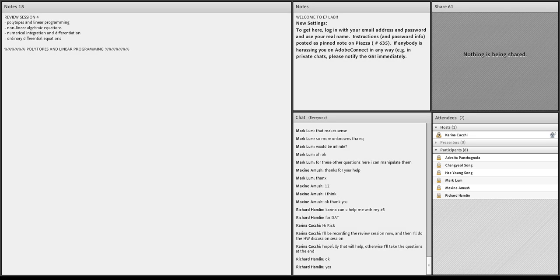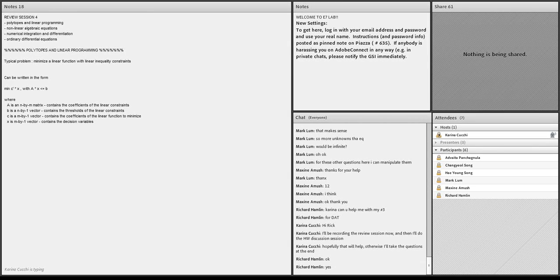So the typical problem in linear programming is that you'll have to minimize a linear function that has linear inequality constraints. And you saw that this problem can be written in a matrix form. So you want to minimize a function of x that you can write as vector C transpose times x with the linear constraints A times x smaller than b.